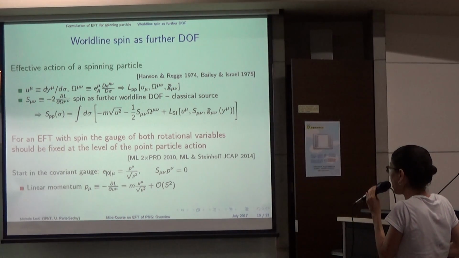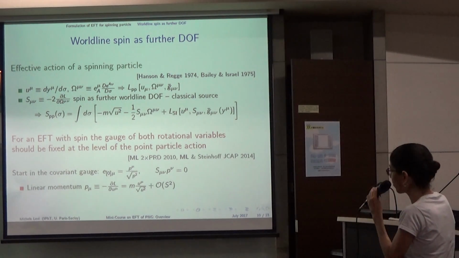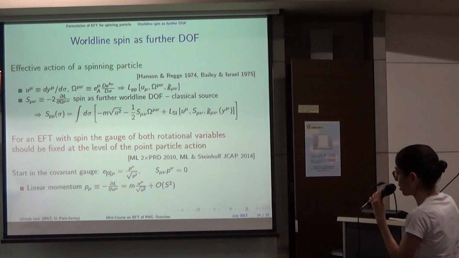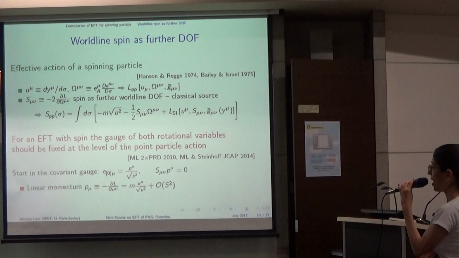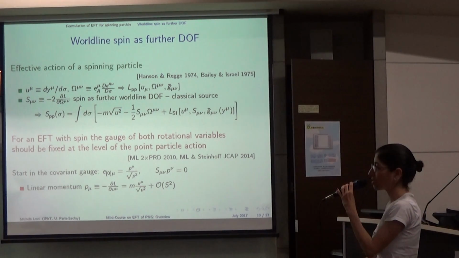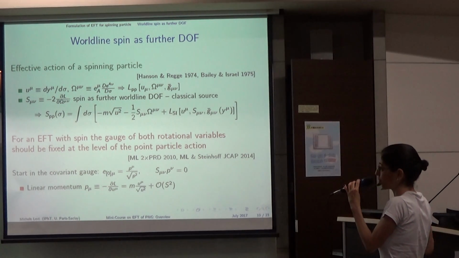Another important thing to have in mind is that for an EFT with spin, the gauge of the rotational variables should be fixed at the level of the point particle action. The point is that unless one fixes the gauge of the rotational variables, separation of the field and particle degrees of freedom cannot be obtained.